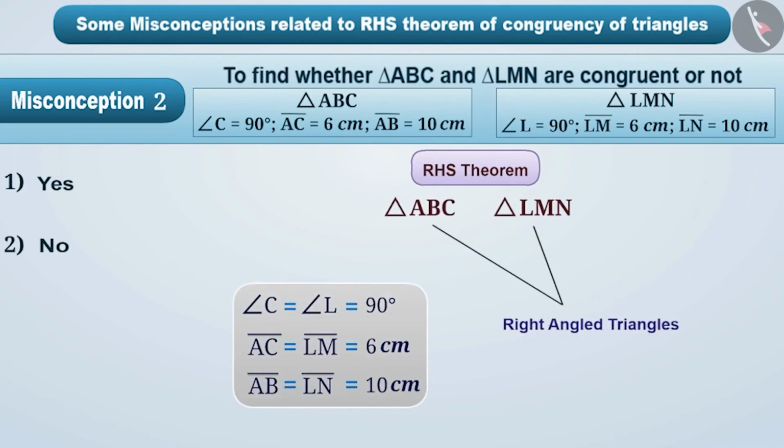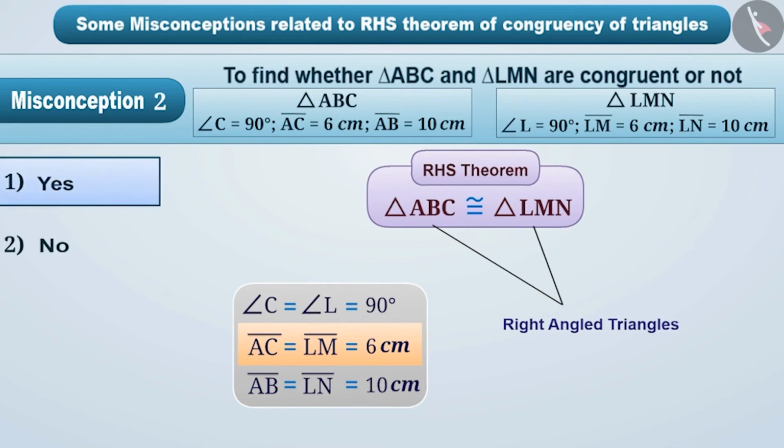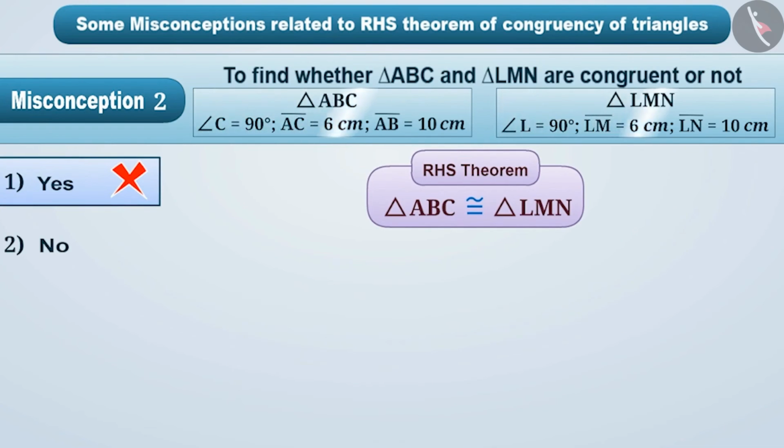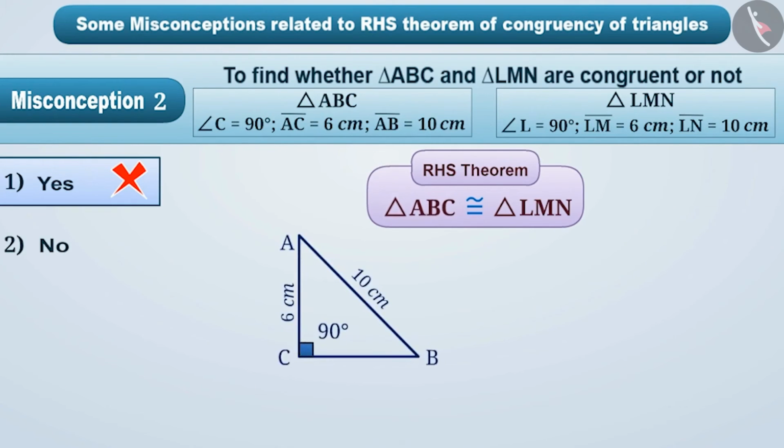Realizing that both triangles are right-angled triangles and their two sides are equal, they assume that both triangles are congruent under the RHS theorem, and from this understanding they select option 1. But it is a wrong answer. Children do not read the given information properly. In triangle ABC, the right angle is at vertex C. So, AC is a side of triangle ABC and AB is the hypotenuse of triangle ABC. You can find it out by making a rough diagram.